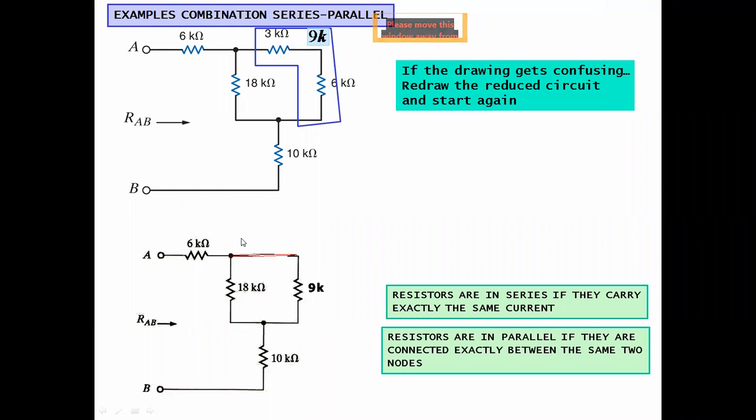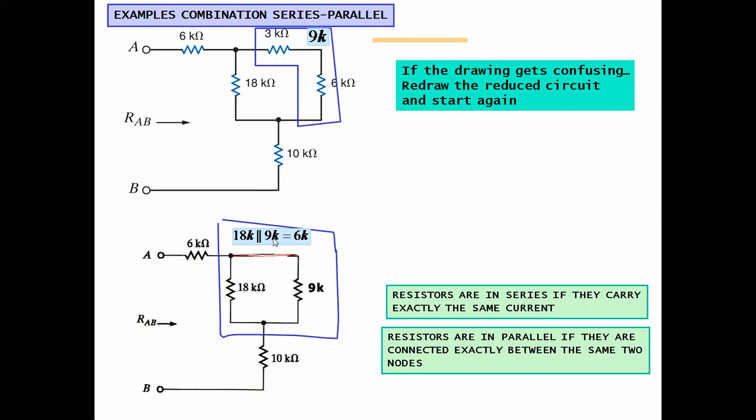To solve this parallel combination, if there are only two resistances, then just multiply these two resistances and divide by the addition of the two resistances. So the total resistance you will get like this: 9 into 18 divided by 9 plus 18. After calculation, you can use your calculator or mobile: 18k parallel with 9k. Its equivalent will give us 6 kilo ohm.